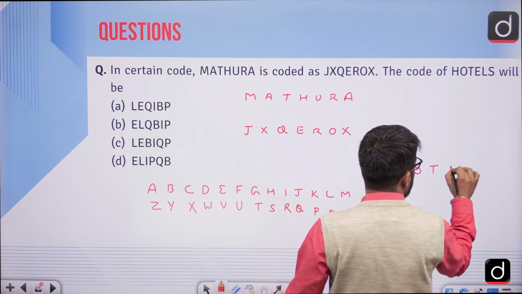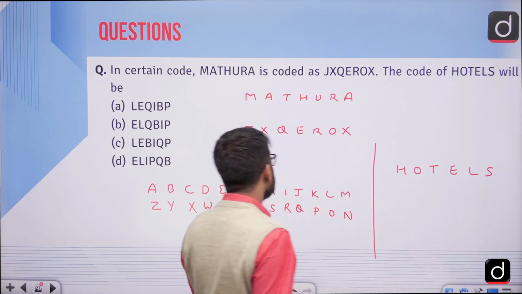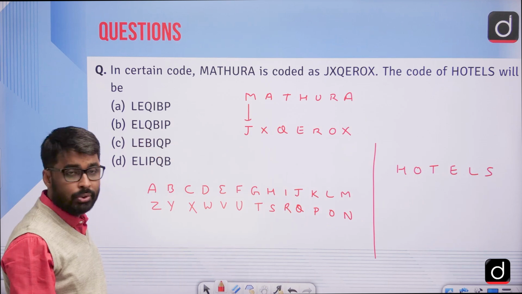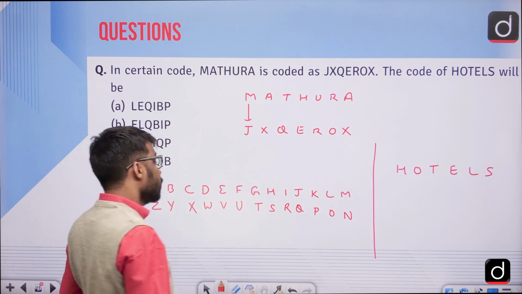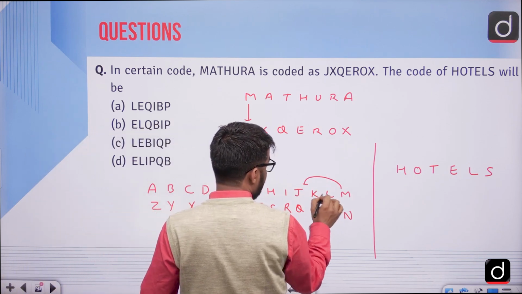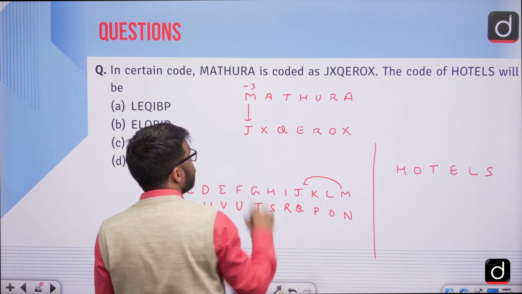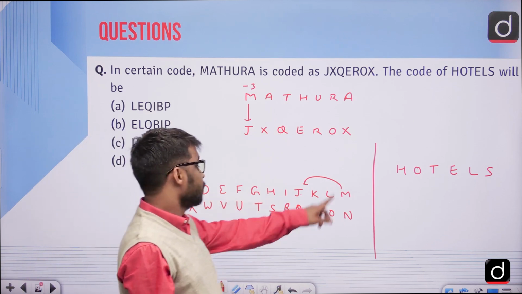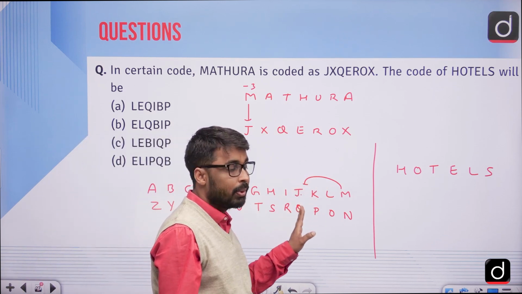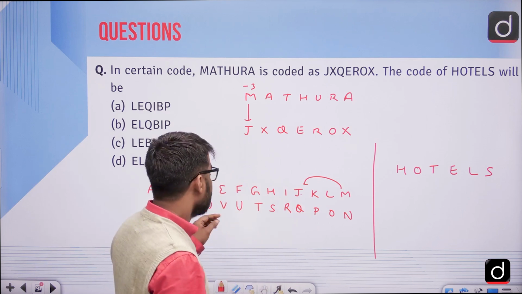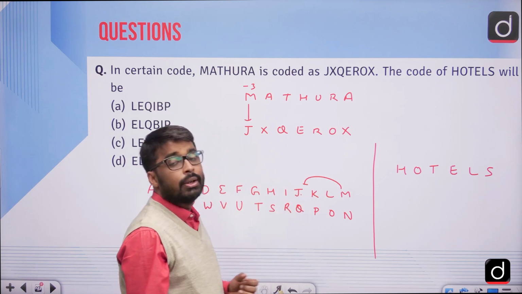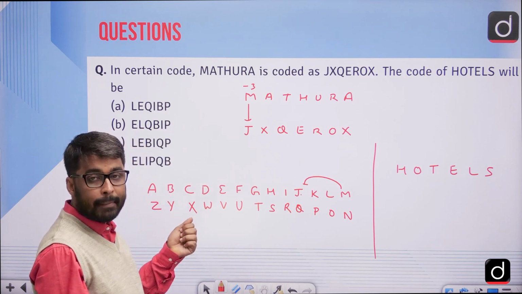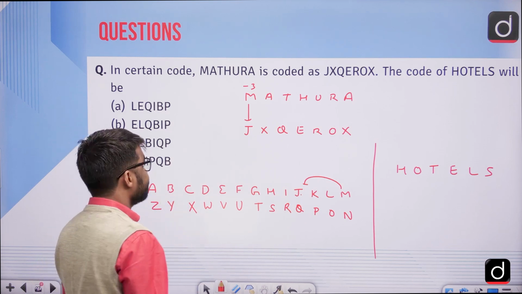So let's find the logic, let's find the gap between the letters. Let's say, for example, for letter M, J was given as the code. From M to J, what would be the logic? 1, 2, 3, it will be 3 letters backward, so the gap would be minus 3. I'm moving in reverse order from M to J, in anti-clockwise order. So the gap would be minus 3, because when moving in anti-clockwise order, we take the gap as a negative gap.